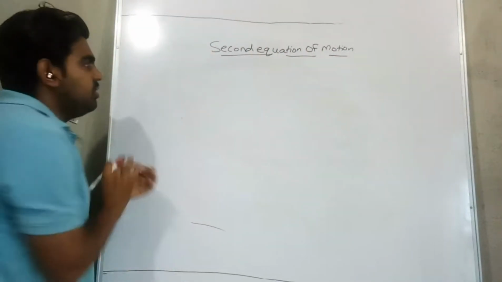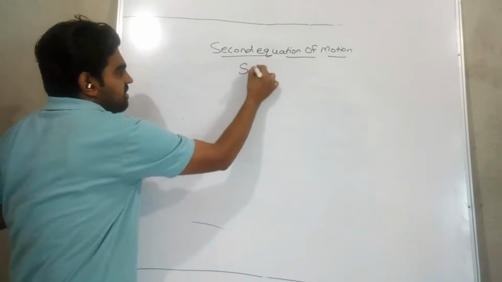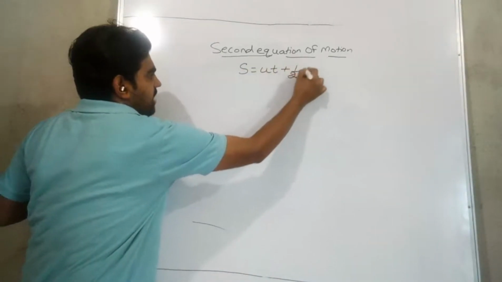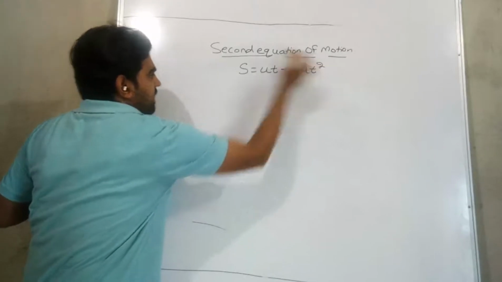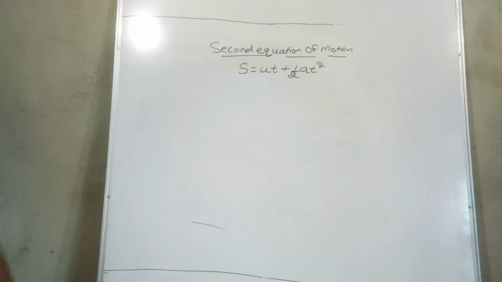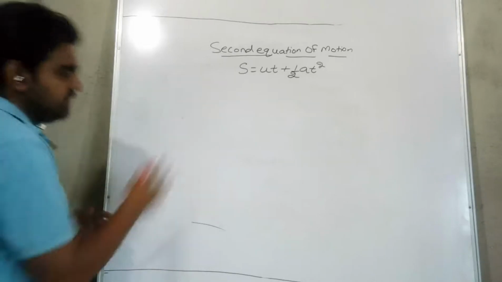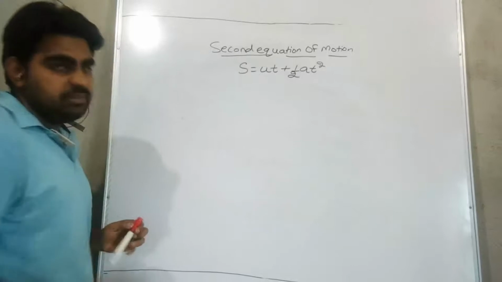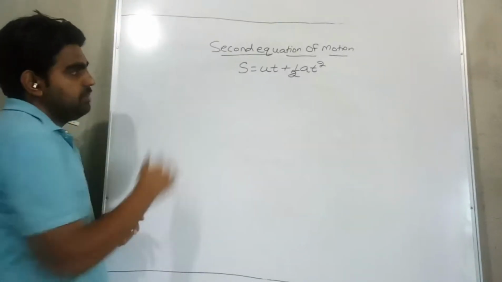The second equation of motion is s equals ut plus half a into t square. Now we derive how we get this equation, s equals ut plus half at square. There is a pattern which we follow to derive this equation, and students, you have to follow a similar pattern to solve this type of equation.